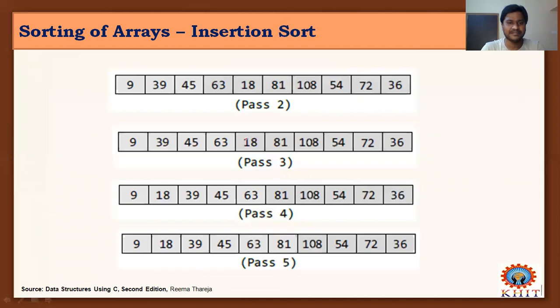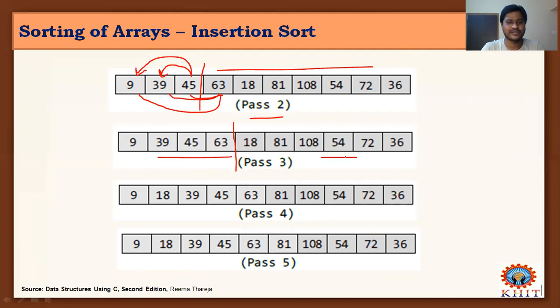This is pass 1, and in pass 2, as I told you, 45 is first compared with 9, which is smaller, and 39 is also smaller. So up to this one is sorted and the rest is unsorted. Take the 63 element, compare 63 with 9, 39 and 45, as it is satisfied. Take 18: 18 compared with 9 is satisfied, but 18 compared with 39 is not satisfied, right? So swap both. 18 will come here and 39 to this position. 39 and 45 compared, so 39 should come here and 45 will go to this position.